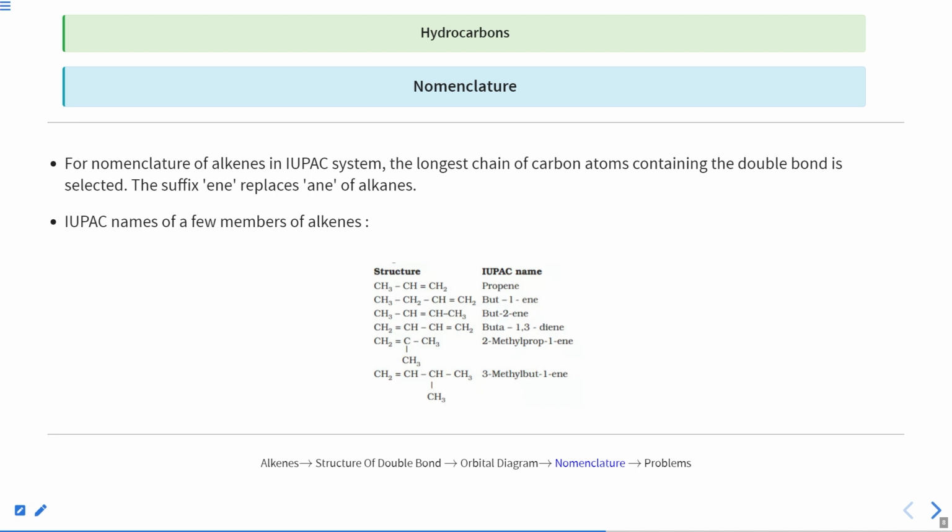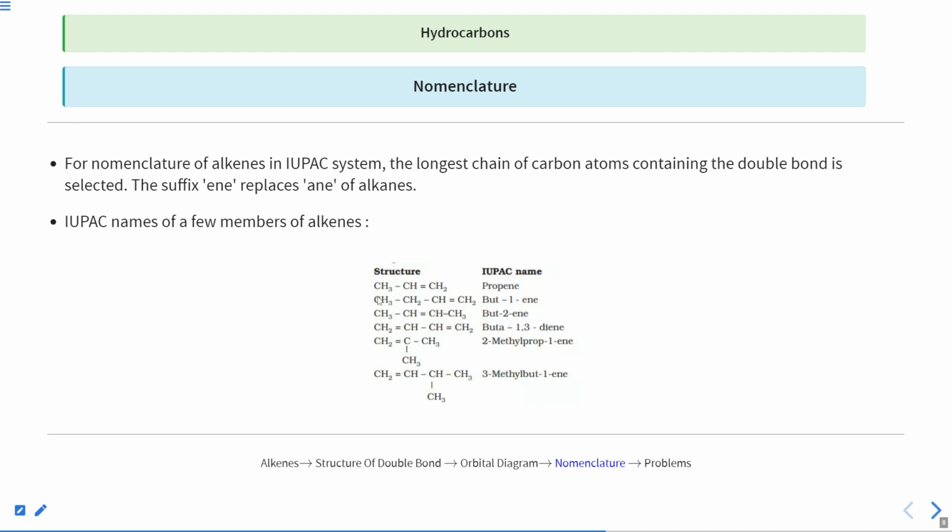So to name the alkene, the process is simple and general. First of all, we look for the longest chain. The longest chain is first selected, and the ane of the alkane is replaced by ene. So here are some examples for it. We have propane. Propane is converted to a compound containing one double bond, so its name would be propene.